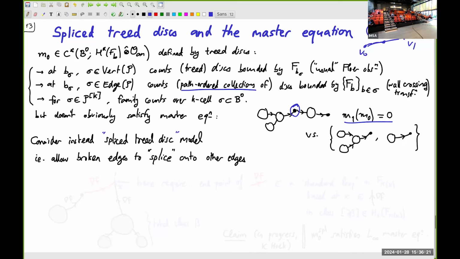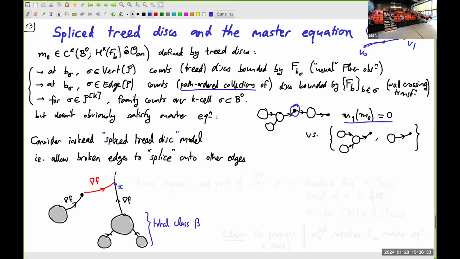I will allow broken edges, broken Morse flow lines, to start drifting into the structure and splice onto edges where they would not normally belong. What do I mean by that? So a spliced treed disk will look something like this. I have disks and Morse flow lines, but I have special Morse flow lines that I call splicing edges, which attach to some other edges in a way that's not the usual one. Normally, when two Morse flow line things attach, you just make the endpoints of those flow lines equal to each other.